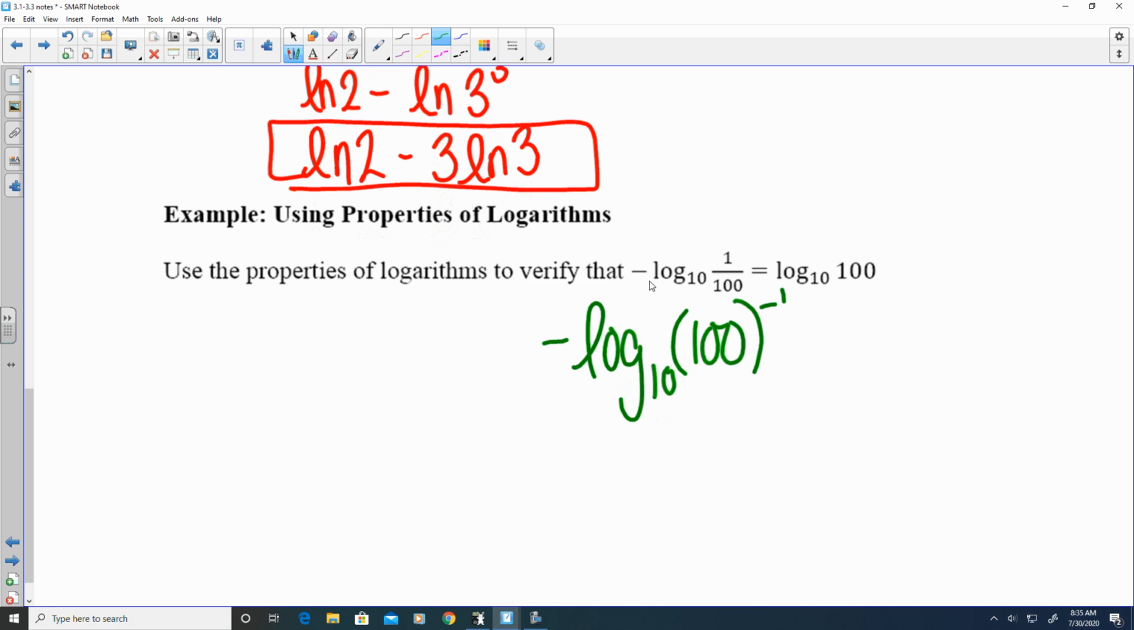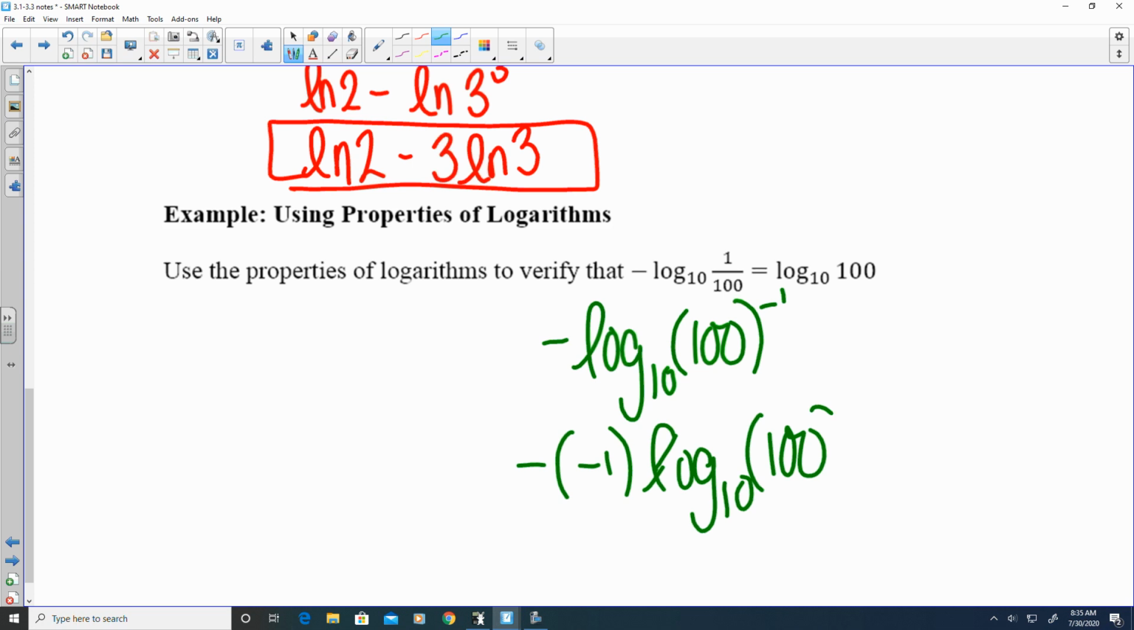Okay, now I have an exponent, so I'm going to use that third property where the negative 1 will come out to the front. And lo and behold, the two negatives cancel, and I'm down to log base 10 of 100. I did it.